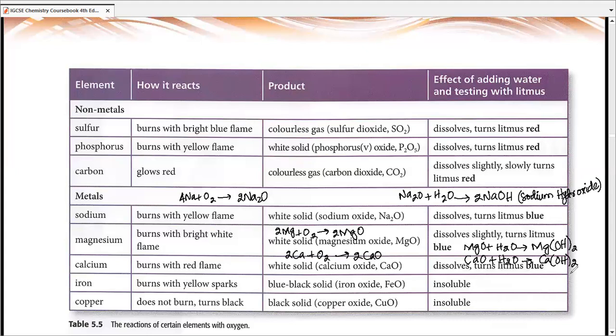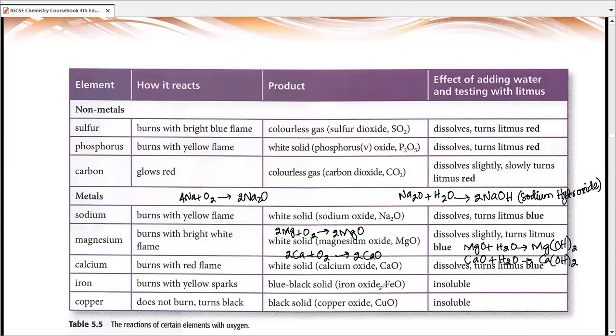Now, sodium, magnesium, and calcium are all simple normal elements. None of these are transition elements. But the next two examples are of transition elements, iron and copper. And from here onwards, you'd notice the normal elements and the way they react, or the effect of adding water, or the effect of testing it with a litmus paper is different for normal elements in comparison to transition elements. Let's discuss the transition elements. Let's start with iron first. Now, iron burns with yellow sparks. It forms a blue-black solid, that is iron oxide.